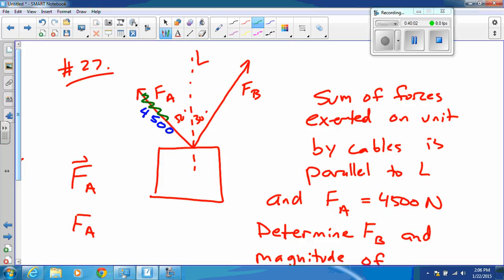Okay. Catherine, when you did components, what did you get for your two components? Ah, interesting you said 40, because the 40-degree angle is this angle right here. And I agree with you. This one should be 4,500 sine 40. And this guy right here should be 4,500 cosine 40. Just like that. What numbers does that turn out to be?